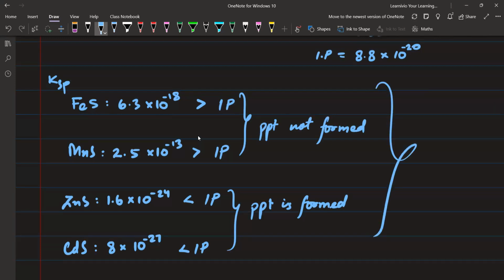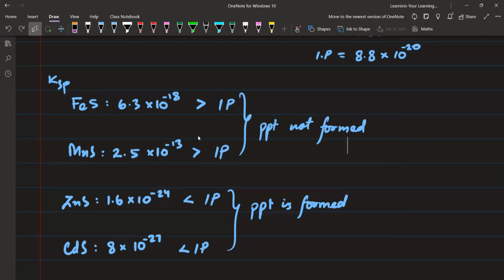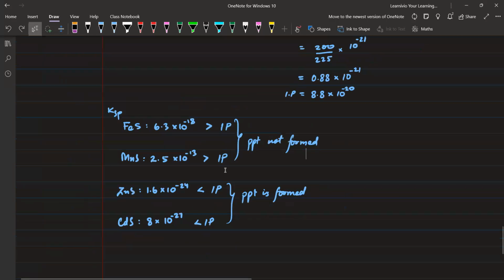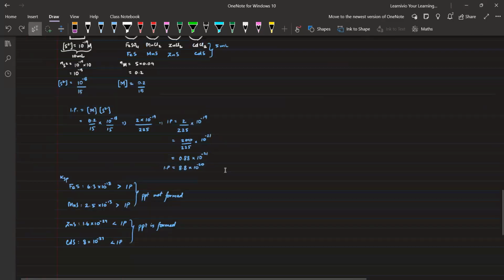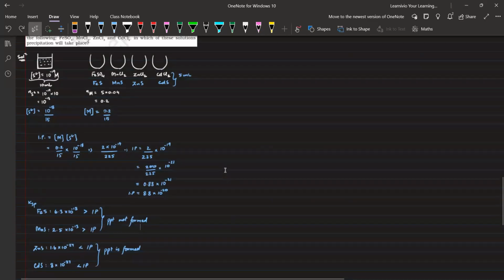Does this make sense? Did you understand this? Imagine the KSP will be given to you, without the KSP you cannot do it at all. The KSP will be given, you just need to compare it with the IP. Does this make sense? Yes or no? Please tell me, guys. Yes, sir.